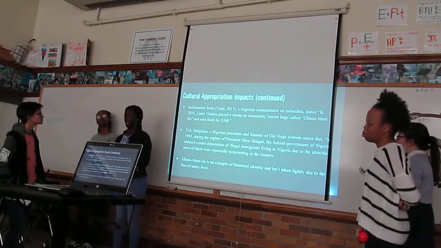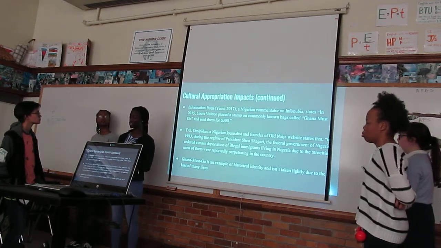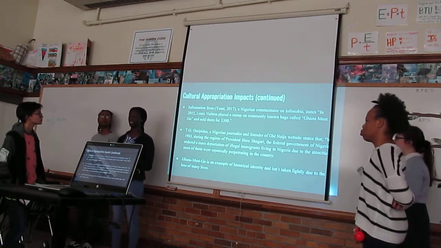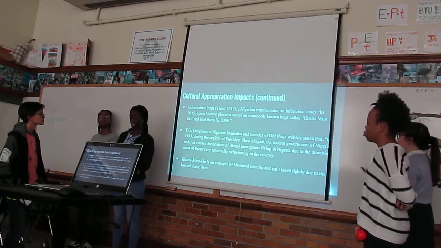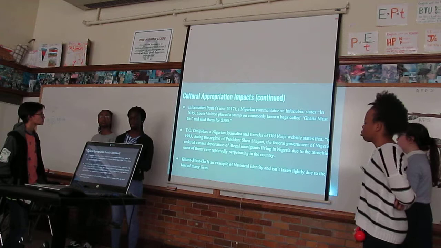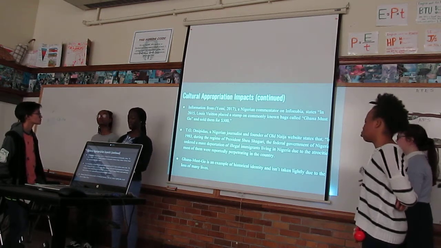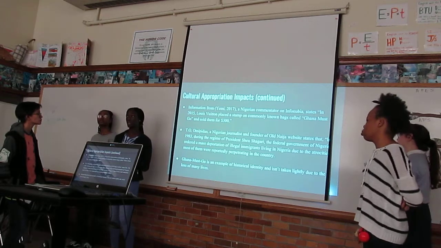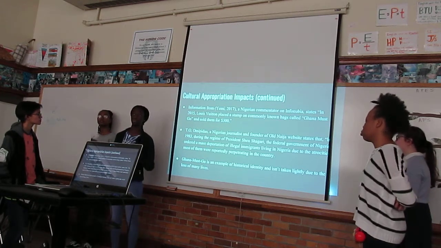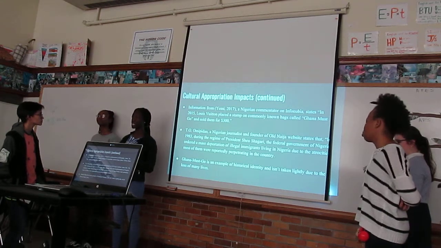There is a man named Ohimai Amaize. He's a Nigerian journalist and founder of Old Naija, a website. And he states basically the history of what Ghana Must Go is. Ghana Must Go, in 1983, under the rule of Shehu Shagari, the federal government of Nigeria, there were many Ghanaian refugees who went to Nigeria and were eventually kicked out.